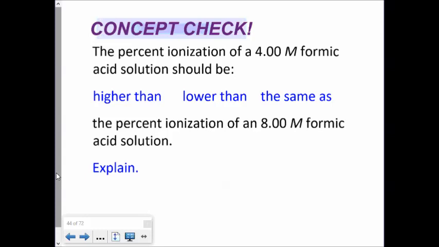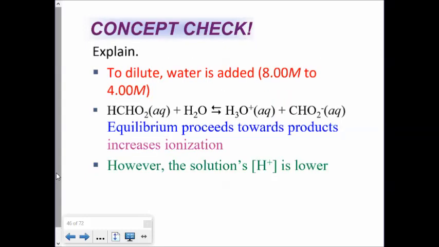Let's look at our percent ionization. We kind of just talked about this. Percent ionization of the 4 compared to the 8 is going to be higher than. Okay, let's take a look. Why is that? To dilute it, water is being added. Equilibrium will proceed towards the products, really increasing these ionizations as you're adding so much water to it. But do still remember, as we'll see, our concentration actually is lower of our H plus or hydronium. Same thing though, okay? So that idea, when you dilute it, you actually end up with more ions on the product side. But it's relative to how much water has been added to it, so keep that in mind.